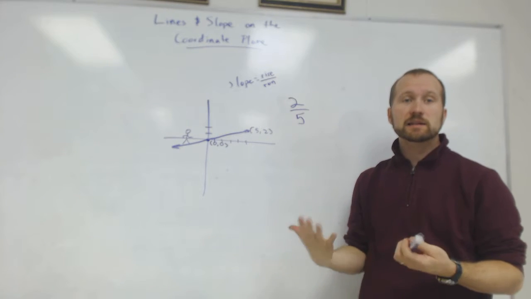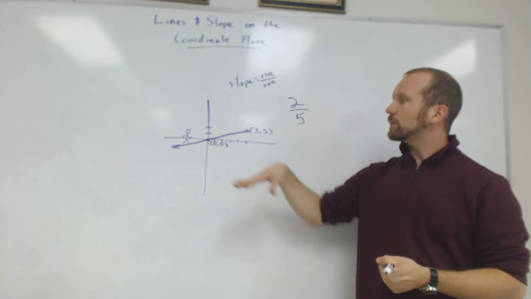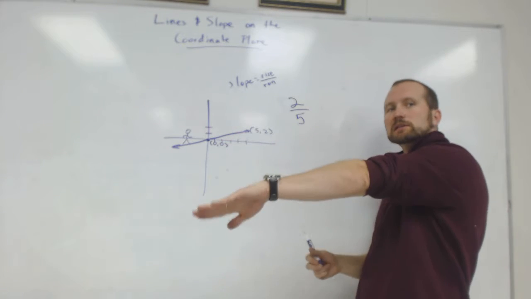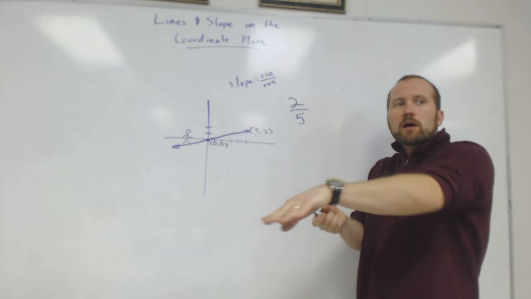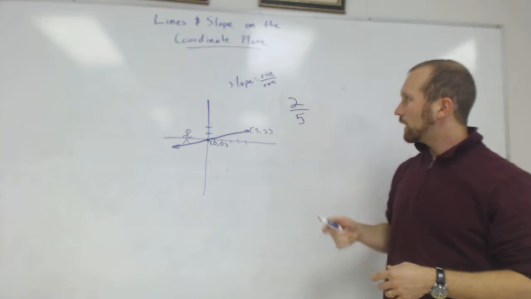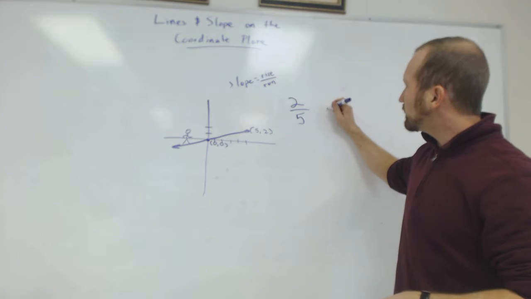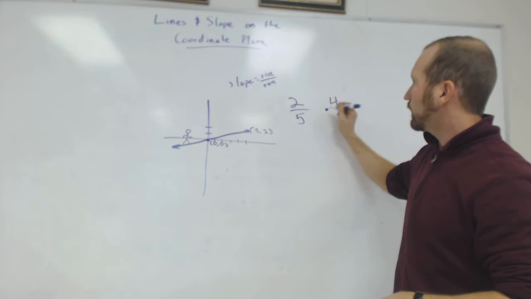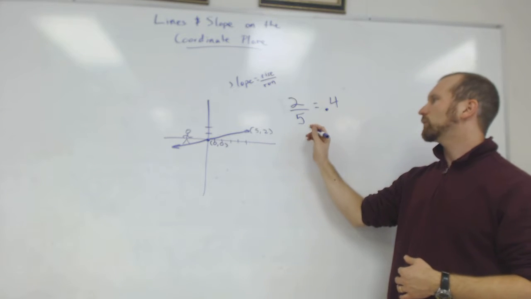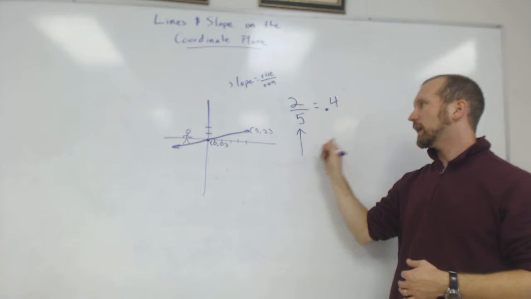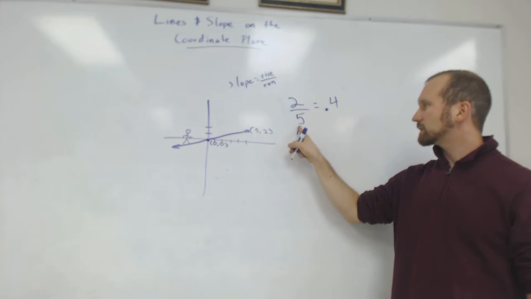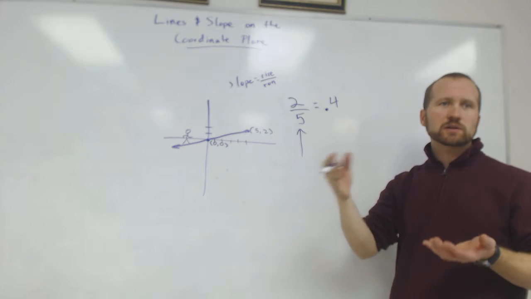Smaller, right? It's less than 1. And that's going to be true about all of our shallow sloped lines. The shallower the slope is, the smaller number I'm going to get. Right? 2/5, I believe, is 0.4 as a decimal. But we're typically going to write our slopes as fractions, not decimals. Even though the decimal might give us a somewhat better idea of if it's closer to 0 or 1.